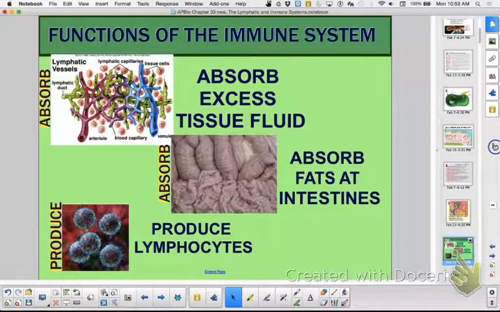So on your basics, it collects excess tissue fluid at the capillaries. It protects the body by producing what? Lymphocytes. It collects what at the villi of the small intestine? Fat. Good.